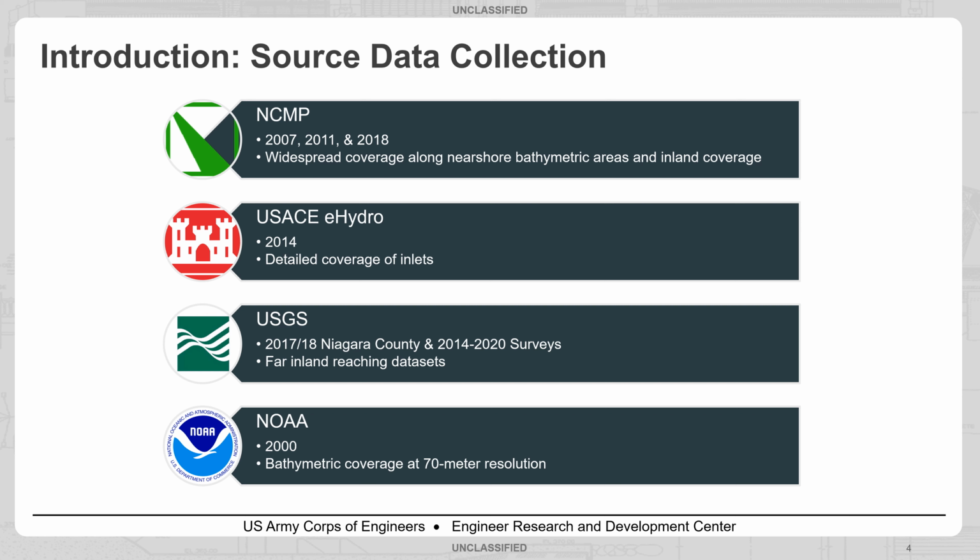We used 2017 and 2018 Niagara County coverage from USGS, and 2014 to 2020 surveys for USGS that spanned very far inland for their mesh development there. The USACE hydro data had great detailed coverage of inlets that we hadn't had previously, and the NCMP coverage had widespread coverage along the nearshore bathymetric areas, and the inland coverage that was 2007, 2011, and then 2018. The 2018 data had just been made available to us as it had to go through processing, and so it was a great data set to use.